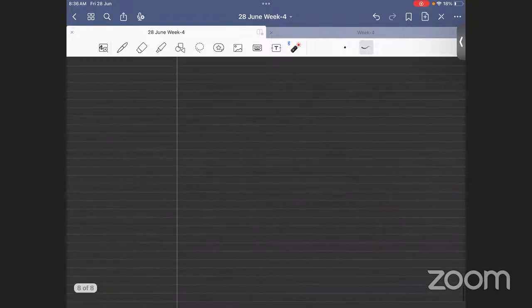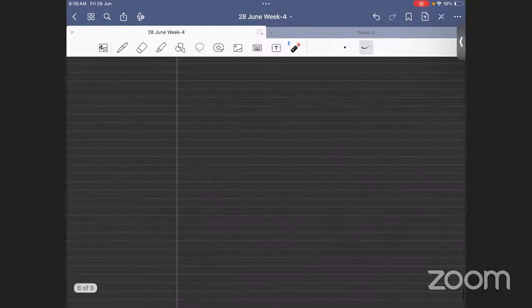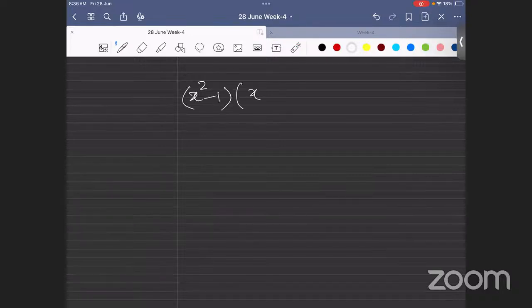Okay, let's solve this. So if you have questions like this, minus 1, this is the polynomial that has been given to you.